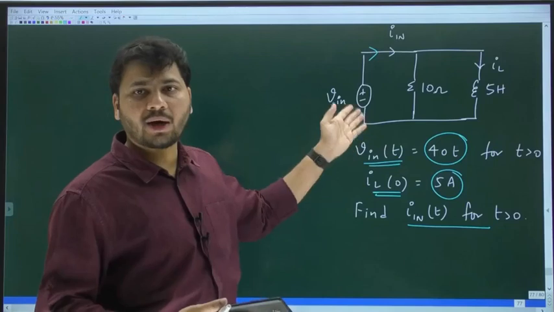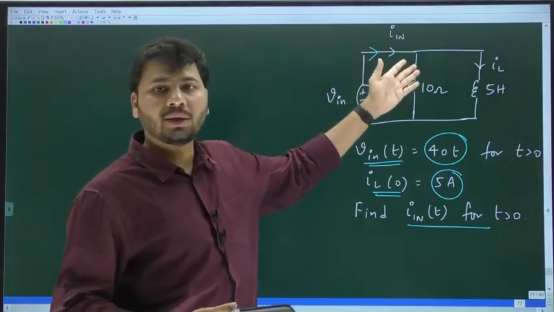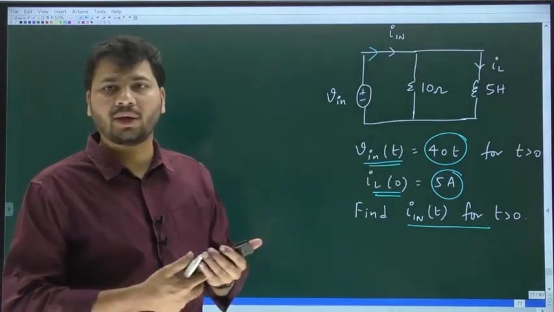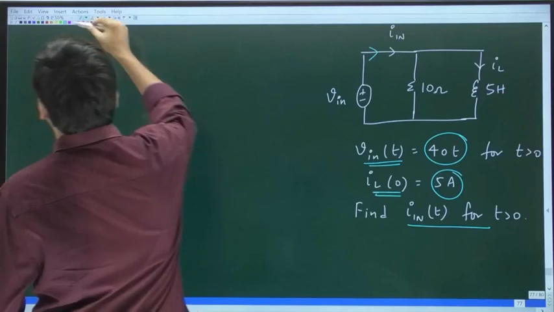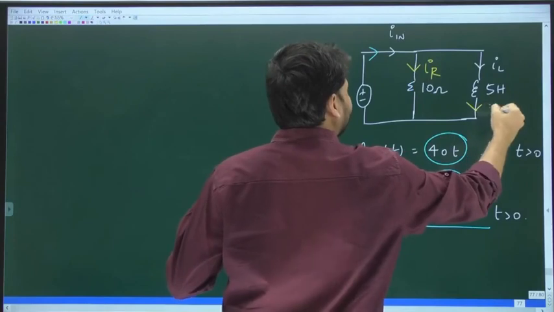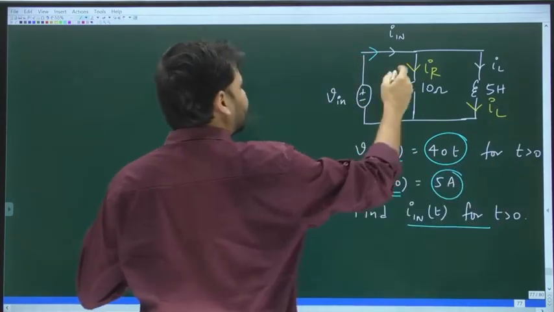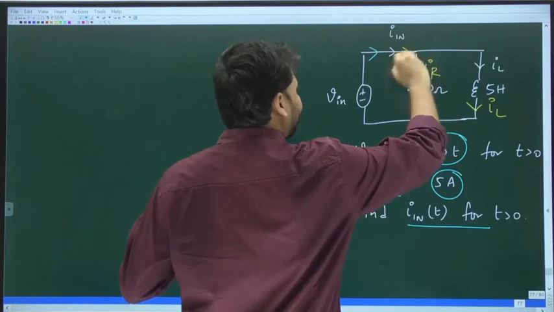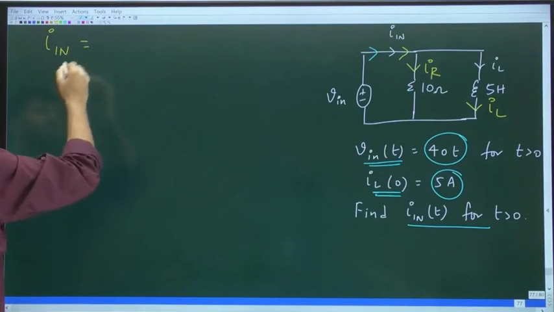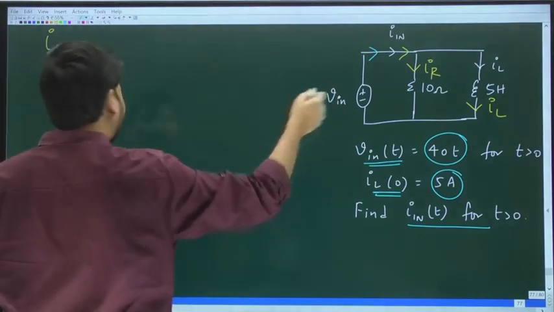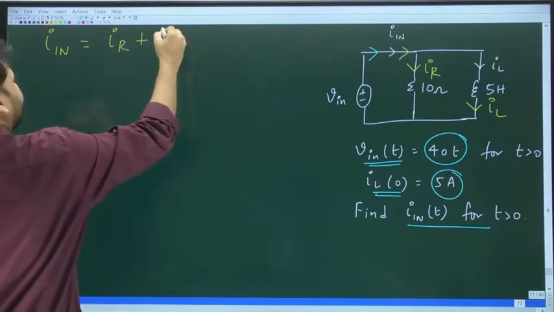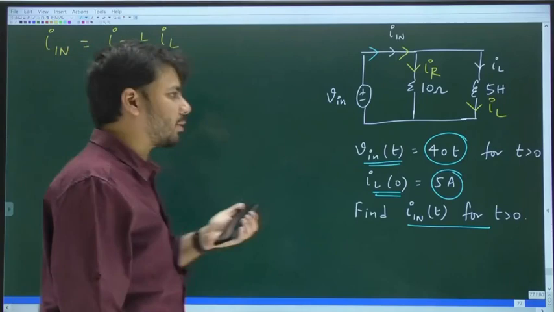Now the total current drawn from the input source will be the sum of the current drawn by the resistor and the current drawn by the inductor. Yes. So here you can call this I_R, and you can call this I_L. So clearly I_in is equal to I_R plus I_L. It's very easy to identify that the total current drawn from the input source is the current drawn by the resistor plus the current drawn by the inductor.